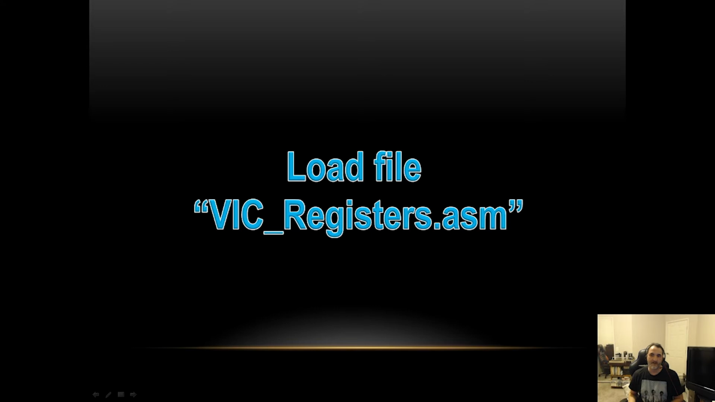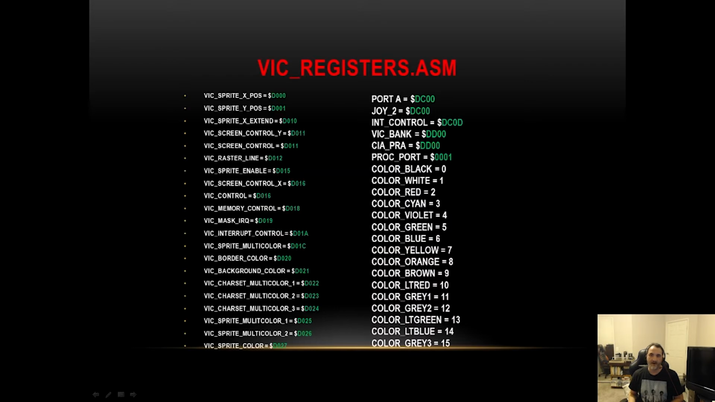Now here's our first file, vic_registers.asm. I'm not going to go over all these, but these are just those memory controls that you can use to get your sprites on the screen, your colors, and all that kind of stuff.